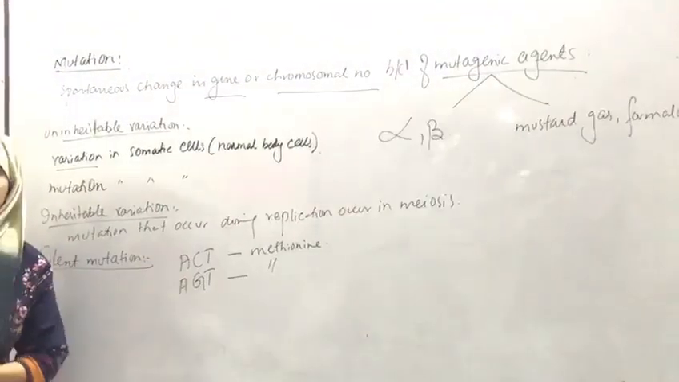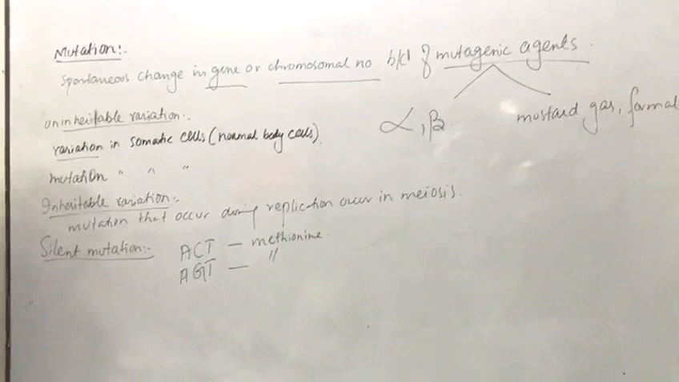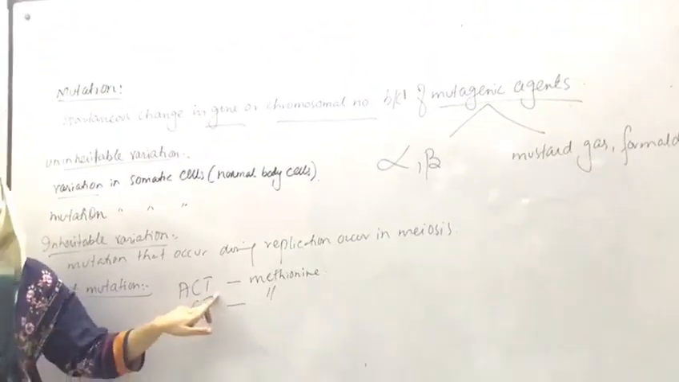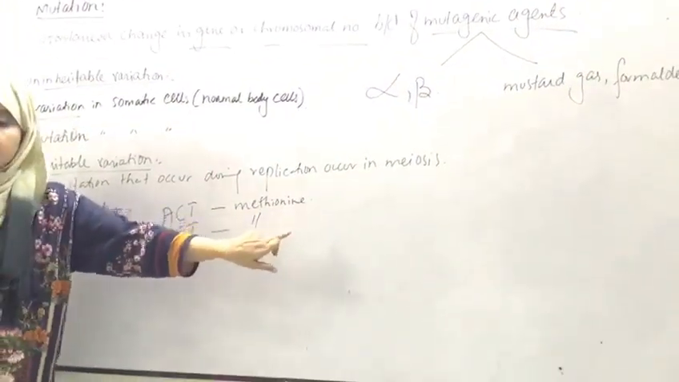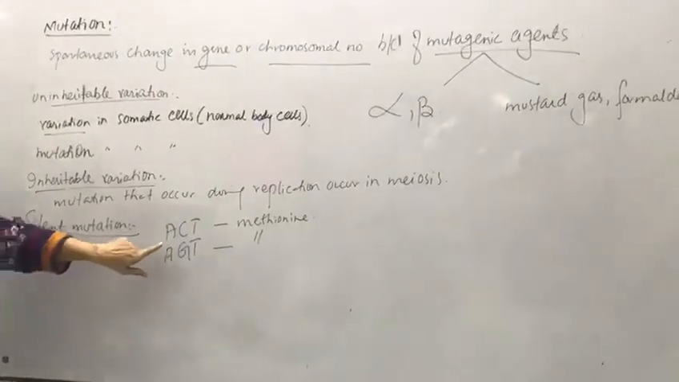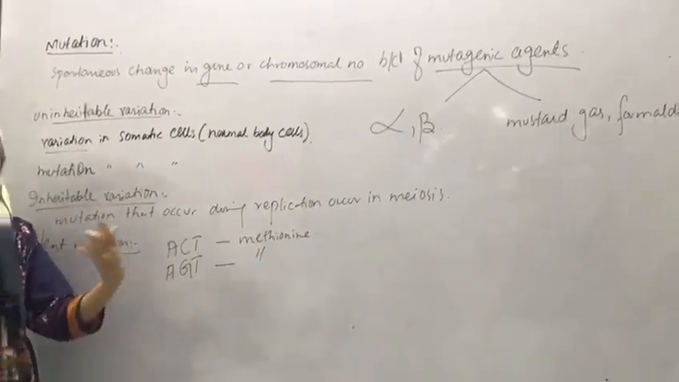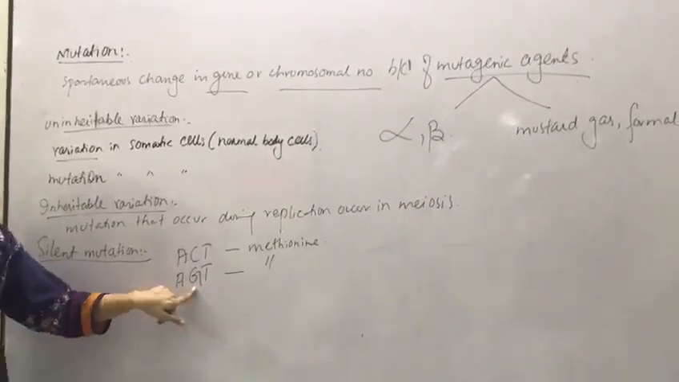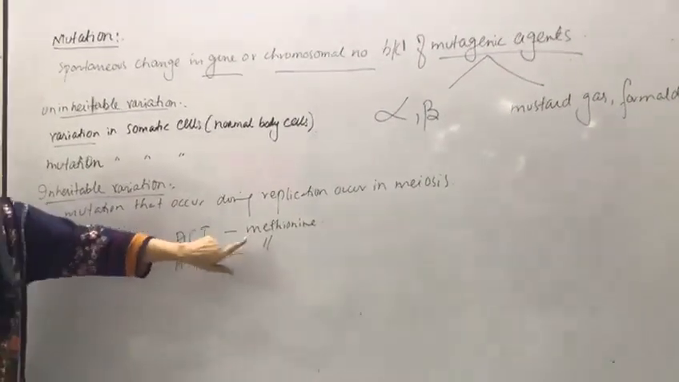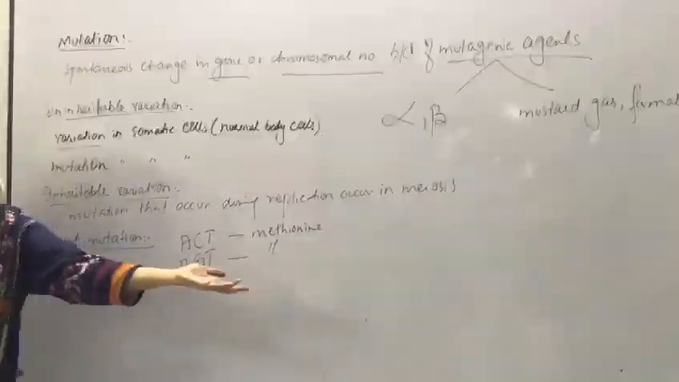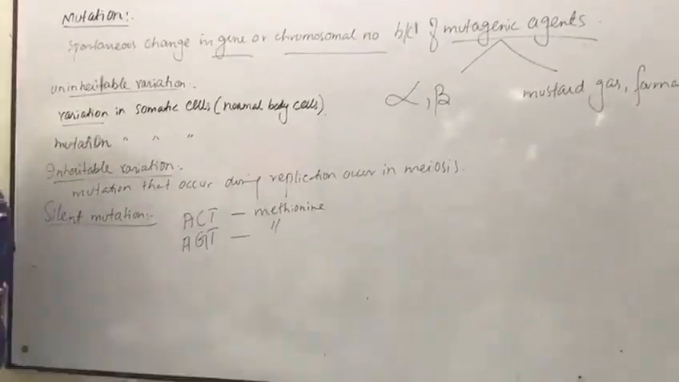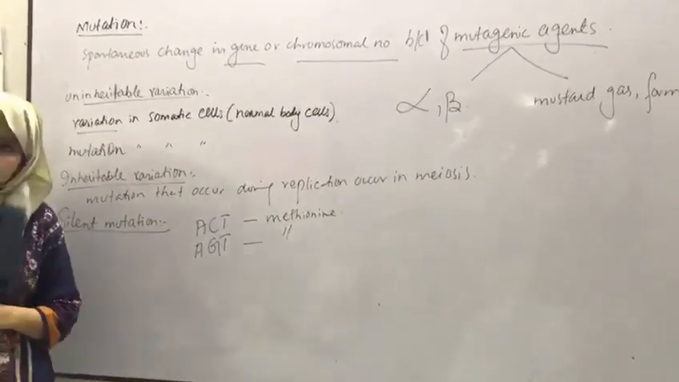Now, silent mutation. Silent mutations are those mutations which don't cause any impact, which don't cause any phenotypical change. Fine. For example, ACT is a triplet code that codes for the amino acid methionine. If during gamete formation, during replication, whether in mitosis or meiosis, that C gets replaced with G, and for instance this AGT also codes for the same amino acid methionine, then will there be any mutation? Yes, mutation will occur, but that kind of mutation will be a silent mutation, because the same protein molecule will still form. Is this clear to all of you?